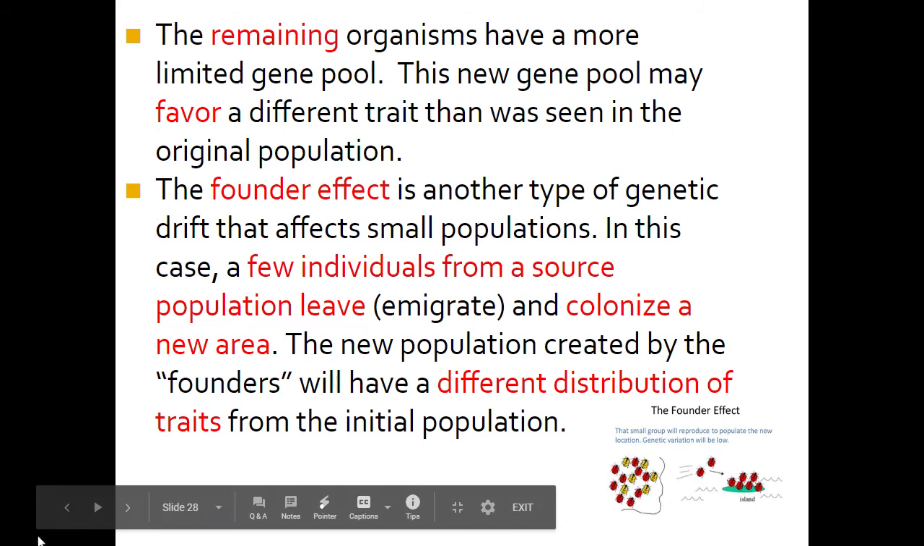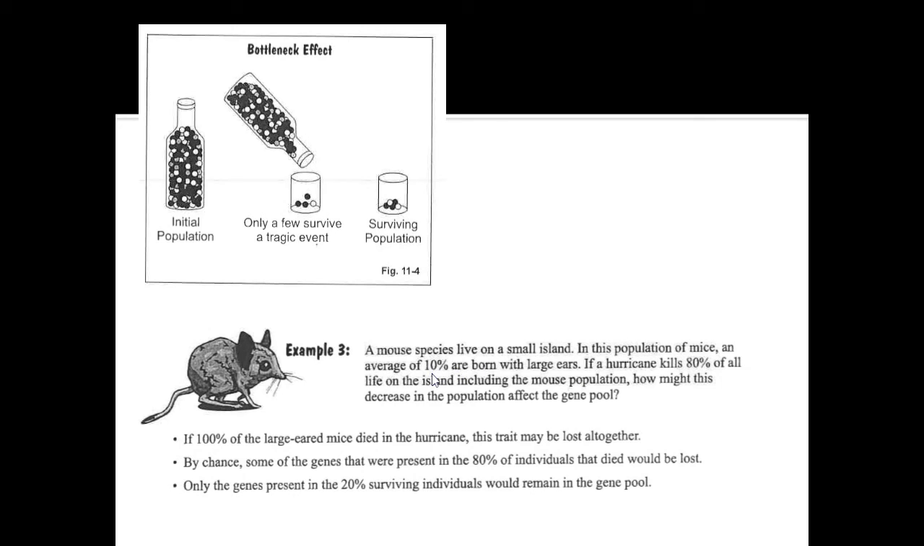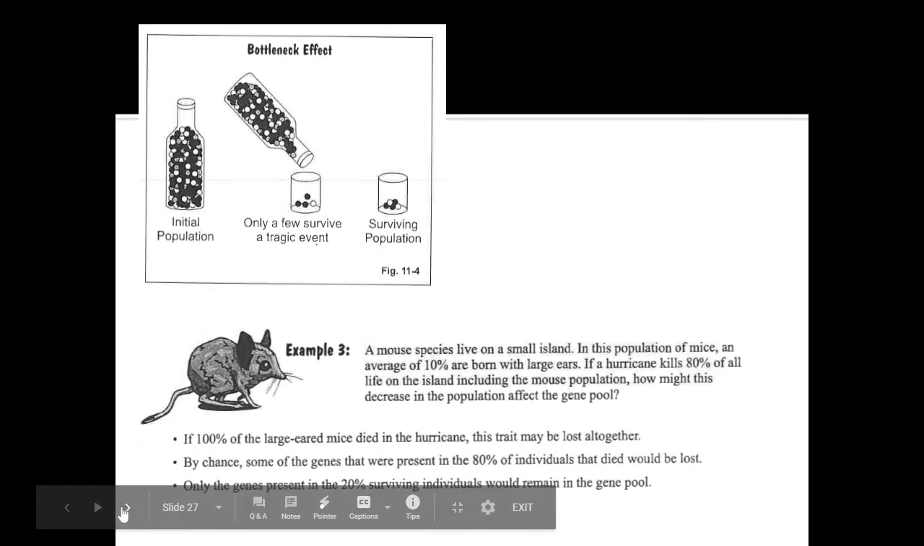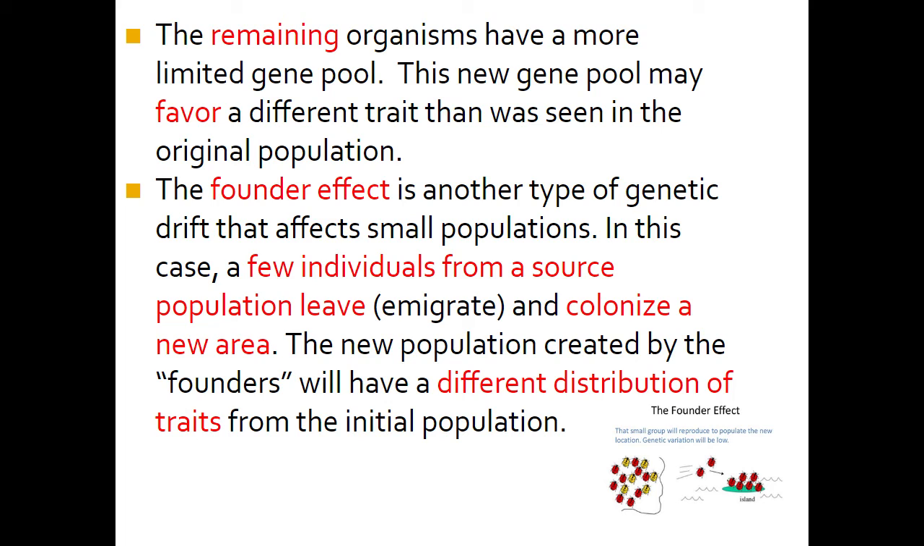So back here with the mice, okay, only 10% are born with large ears. But if it just so happens that all of the small-eared mice are killed in the hurricane, then that's going to favor the large ears, and then they can take over. Okay, so you might eventually see more large-eared mice on that island.